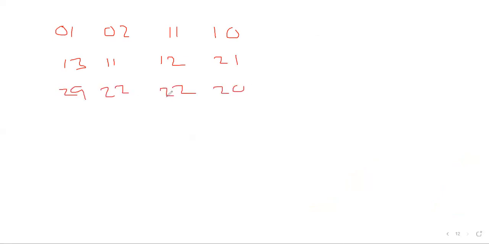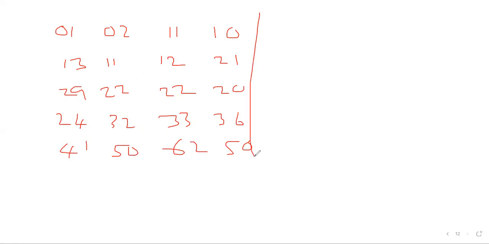We could as well look at the data in terms of what? 01, 02, 11, 10, 13, 11, 12, 21, 29, 22, 22, 20, 24, 32, 33, 36, 41, 50, 62, 50. So we'll come up with a stem and leaf diagram to depict the data that we have here.